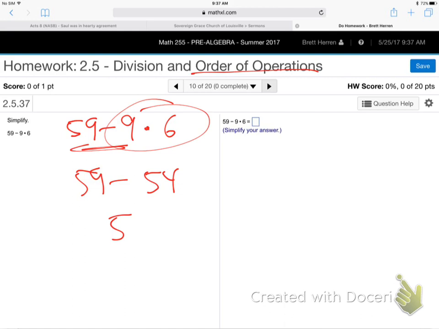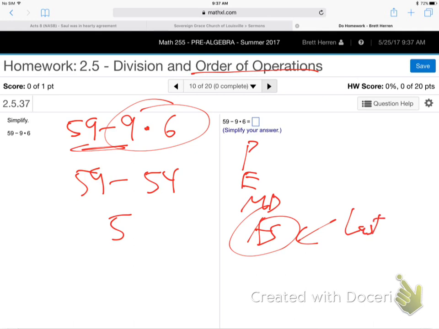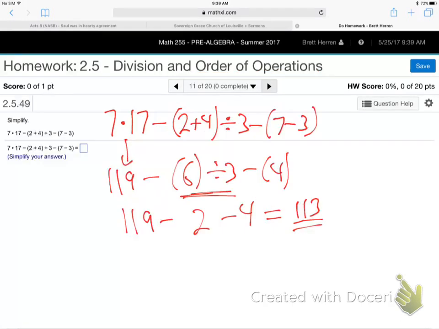Adding, subtracting. So remember that on today's test where I have some order of operations, adding, subtracting is last, right? In the whole PEMDAS, adding, subtracting is last. Good? All right.